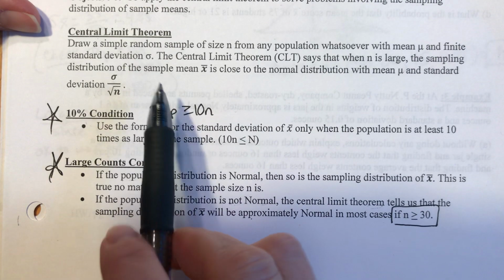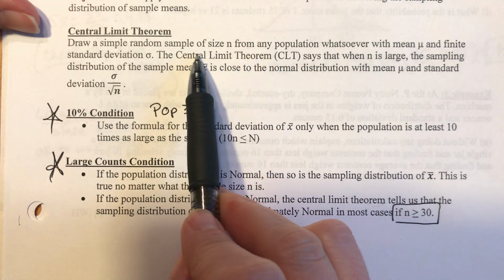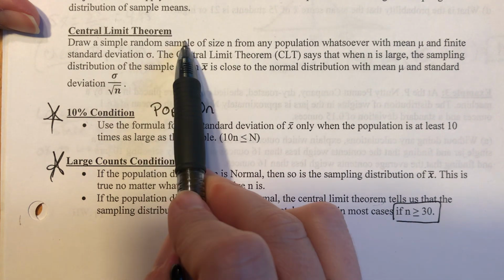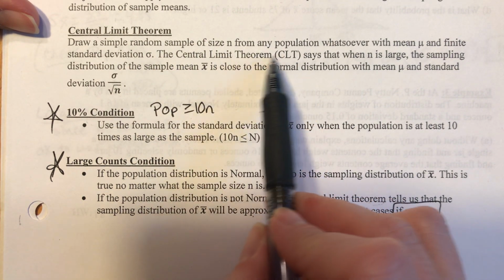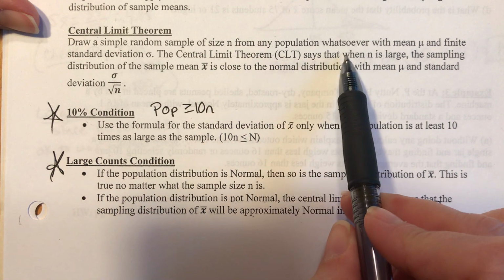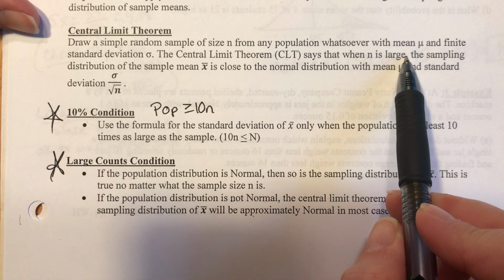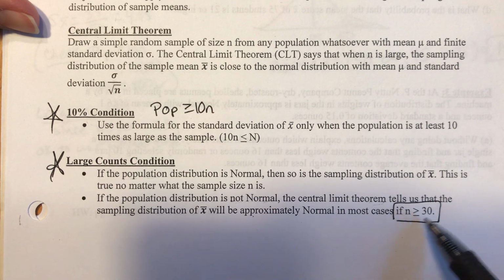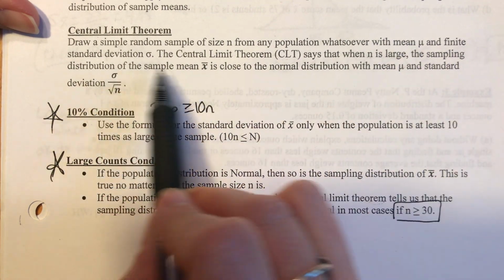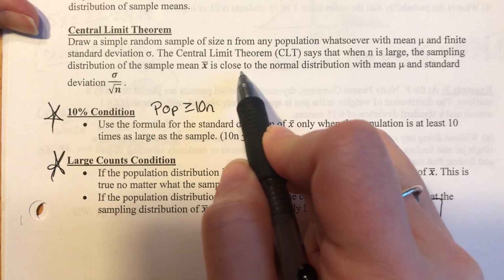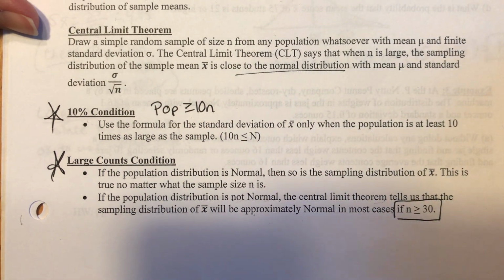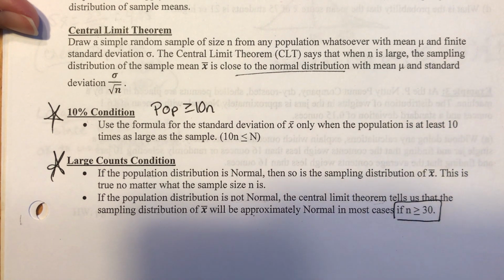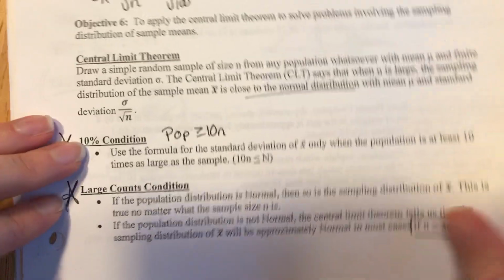Your central limit theorem back here is saying that when you do a simple random sample of size n, and then your central limit theorem, which we abbreviate CLT, says that when n is large, large being greater than 30, the sampling distribution of the mean is close to the normal distribution. As we keep repeating those samples and we graph all those results, it's going to be normal, as long as n is greater than or equal to 30.